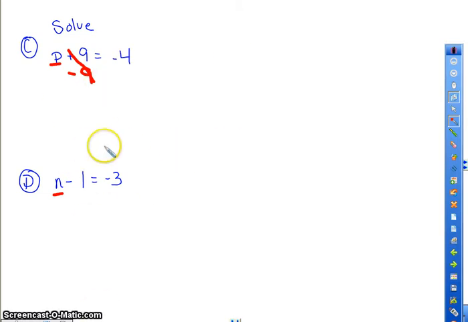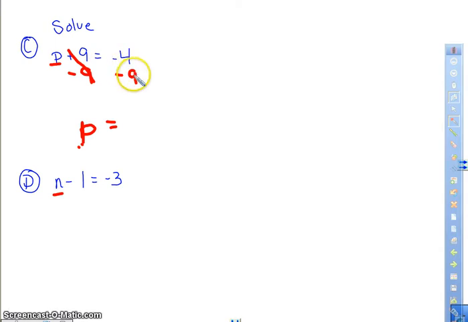My pen's acting up again. There we go. And now, since I subtracted 9 from the side, I have to do it from the other. When I have negative 4 minus 9, it is the same thing as adding the opposite. So I'm going to put plus negative 9. Negative 4 minus 9, or negative 4 plus negative 9, is negative 15. Remember, you can always check. So negative 15 plus 9, is it negative 4? If it is, then this is your solution.